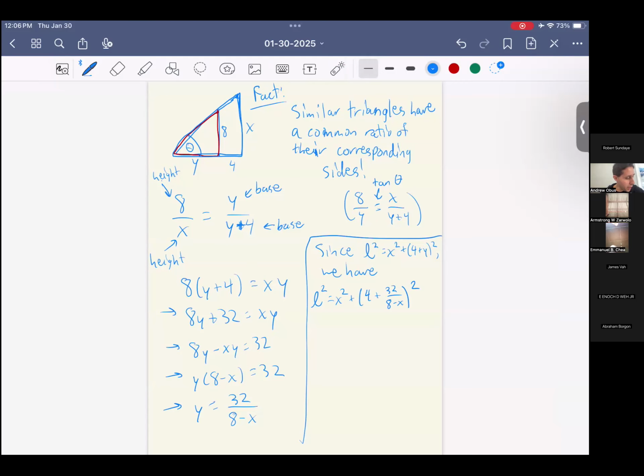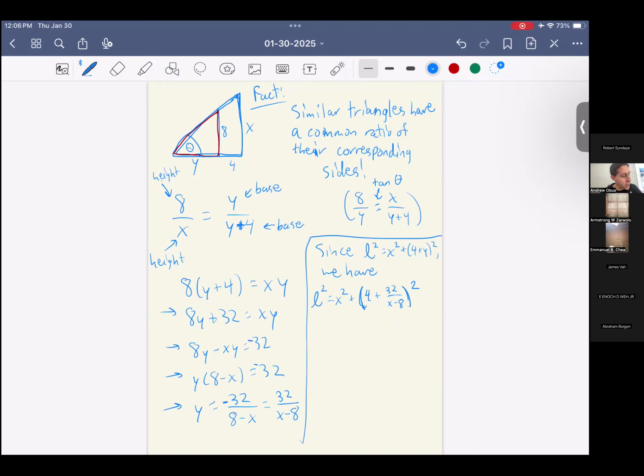Yeah, so this is what we should have. Okay, I want to make sure I did all my algebra correctly here, but I think it is 8y plus 32 equals xy, 8y minus, oh no, sorry, this is negative 32. Sorry, I made a mistake. This should be negative 32, this is negative 32, this is negative 32. So another way of doing that is that's 32 over x minus 8. So let me write that instead. It's x minus 8, not 8 minus x.